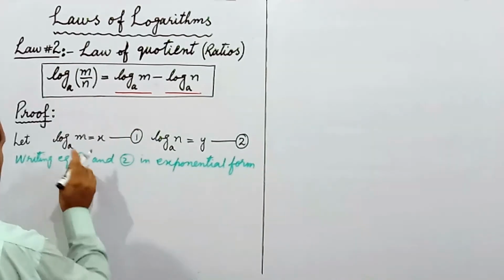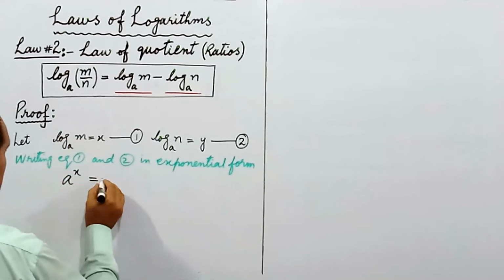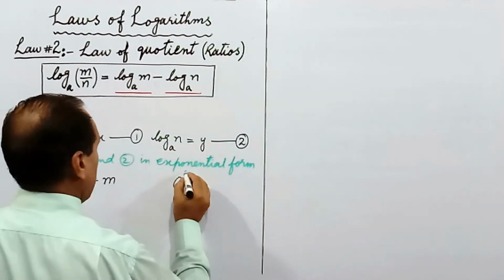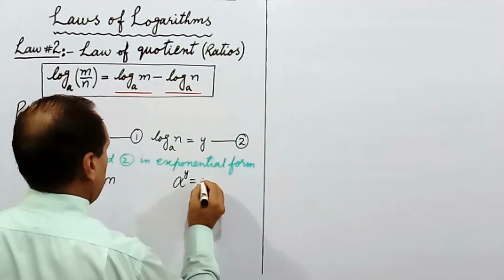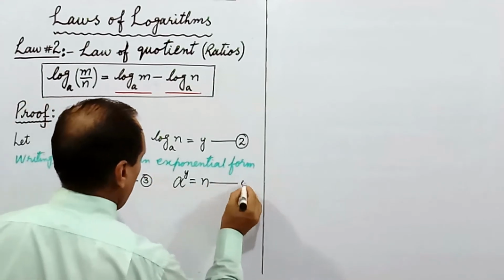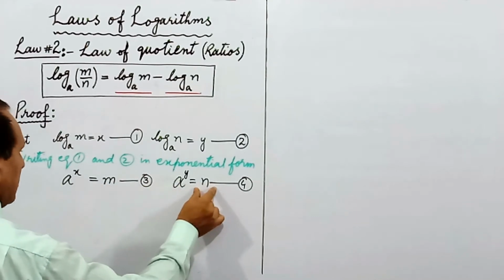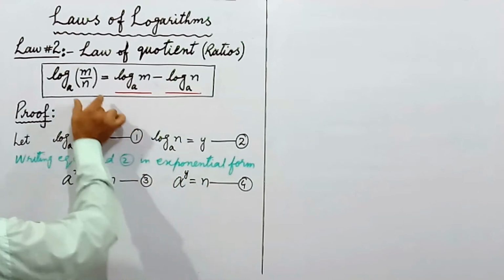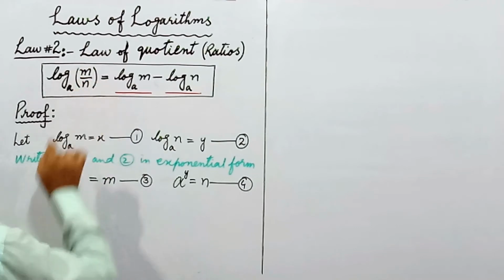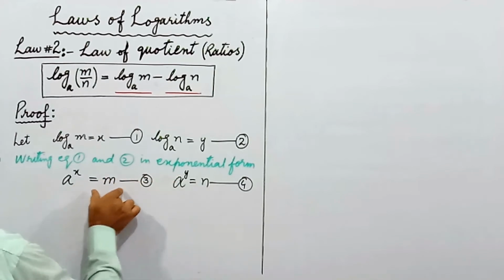The base remains the base, the equal value becomes the power, and the number whose log is taken becomes the equal value. For equation 2, the base remains the base, y becomes the power, and n becomes the equal value. We name these equations 3 and 4 for reference. We observe that we have m and n on the right hand side, and they are in a ratio, a division form, m divided by n. So we have to divide equation 3 by equation 4.